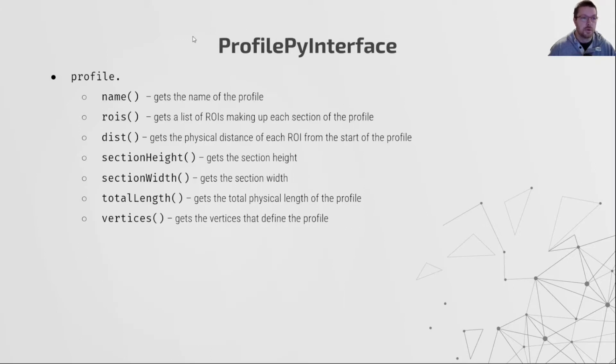So if you were to get a profile, you would get a profile Pi interface object, and this is similar to the ROI Pi interface object. If you have one of these profiles, you've got functions for the name and the section height and width and vertices and so on. But most importantly, you've got this function to get the ROIs that correspond to each section or slice of the profile.